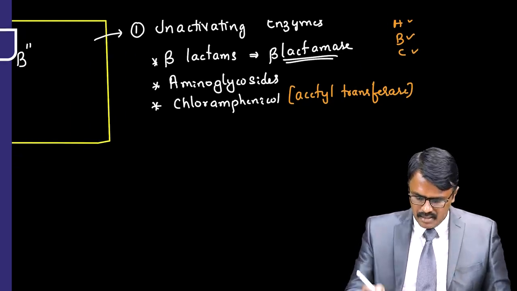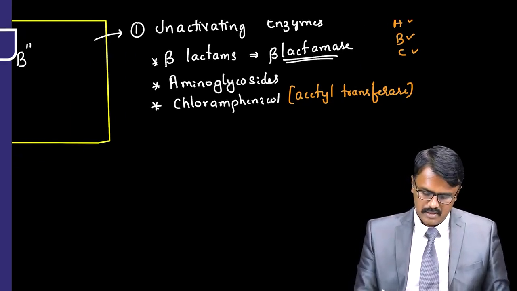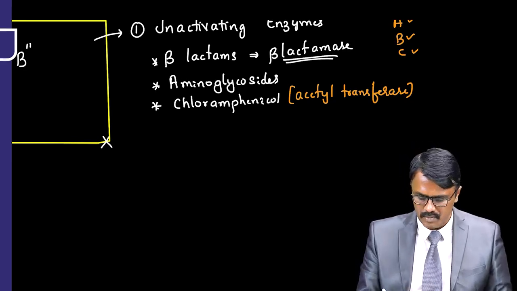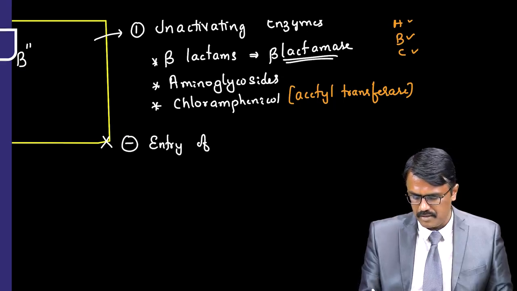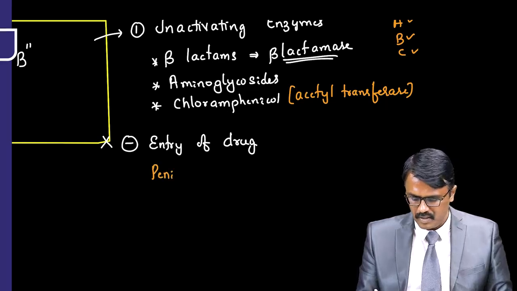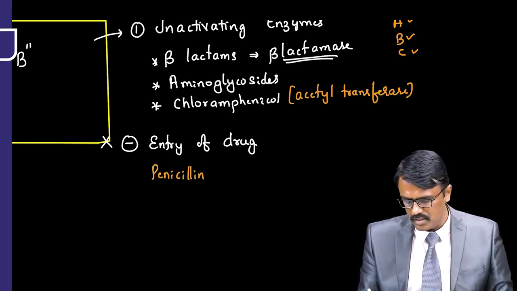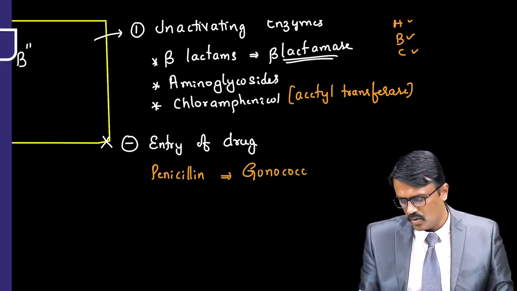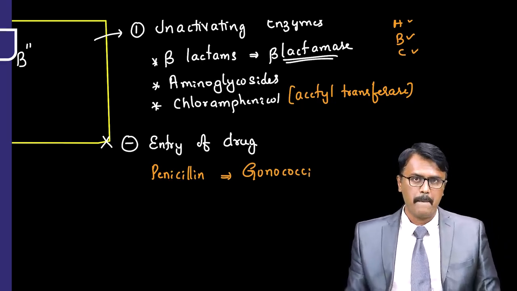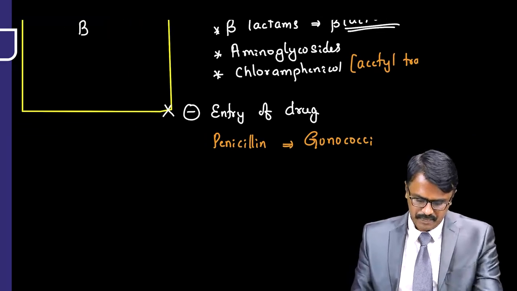Clear? Now the second important thing is the drug may not enter inside the bacteria at all. So they inhibit the entry of the drug. Classical example is penicillin. So penicillin is not allowed inside the gonococci. So gonococci became resistant to penicillin by stopping its entry. So that is one mechanism.